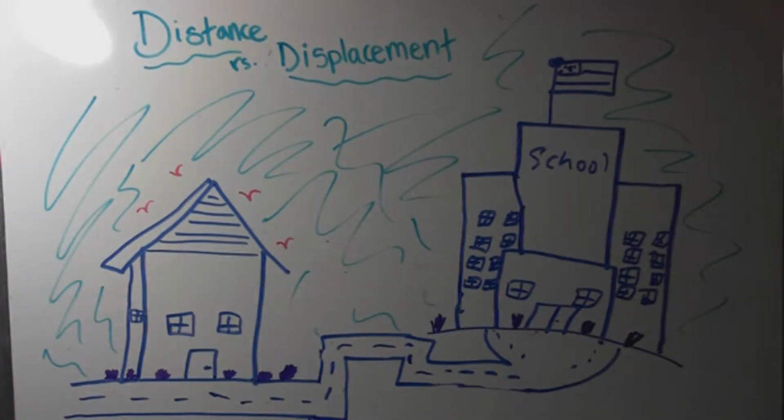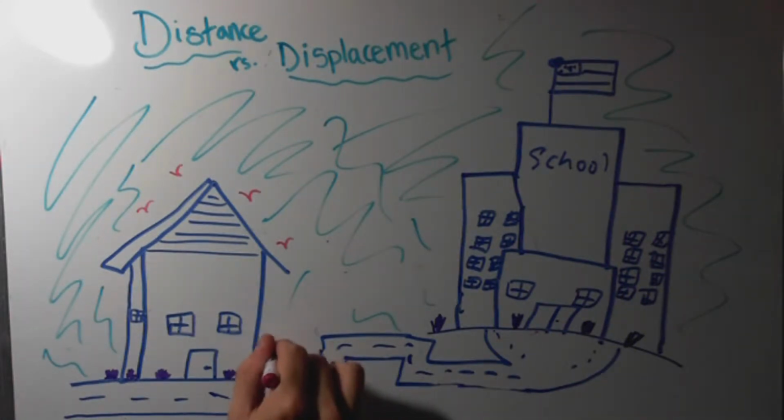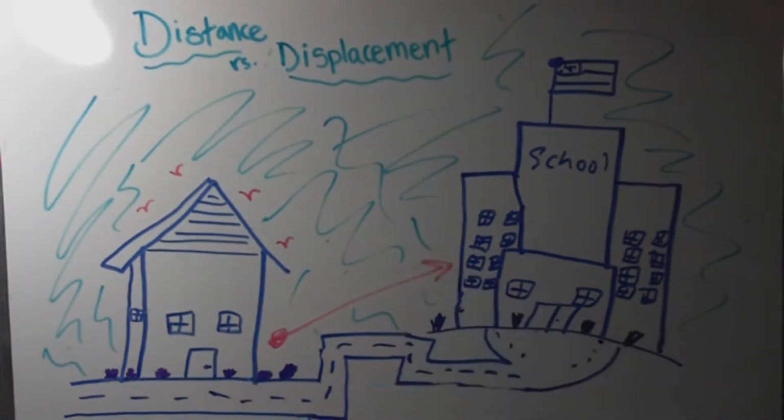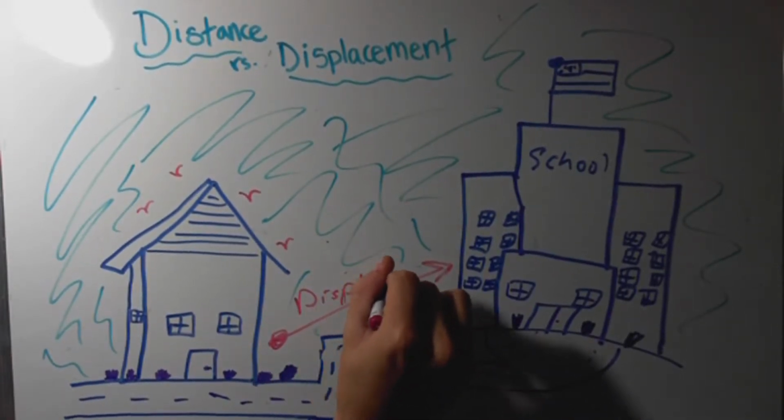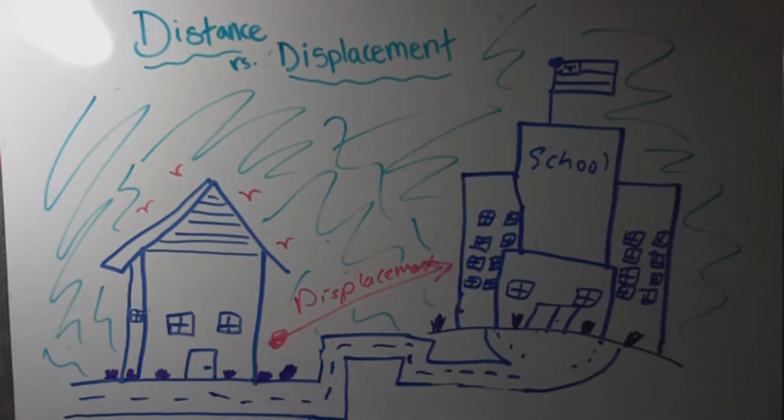So let's say you need to get to school. If you were to draw a straight line from your house to your school, that would measure the displacement. How far away you ended from your starting point you've traveled, even if you've gone through streets. But the path including all the streets and turns you took would be the distance.